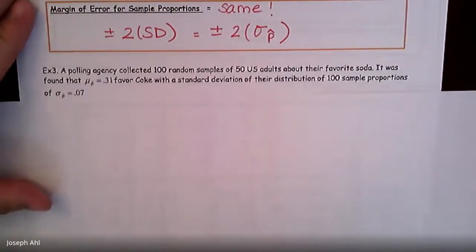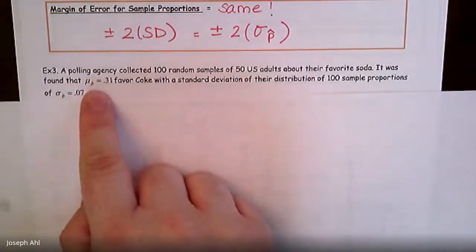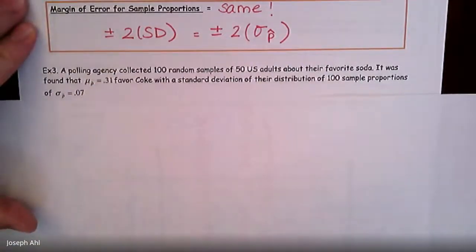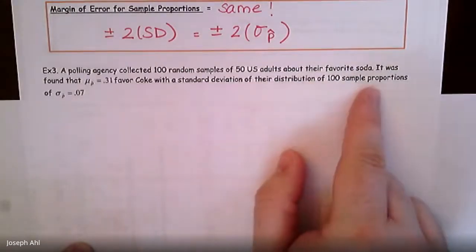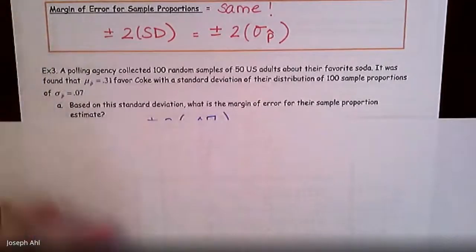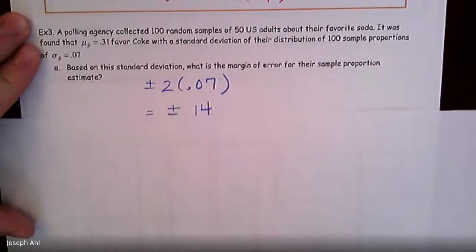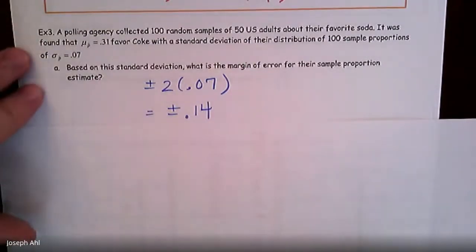This is an agency that collected 100 samples of 50 adults about their favorite soda. It was found that the average of the p-hats, the average of all your samples, is as a proportion of 0.31 that favor Coke. The standard deviation of the distribution of 100 sample proportions is 0.07. Okay, first part, based on the standard deviation, what's the margin of error for their sample proportion estimate? So plus or minus 2 times the standard deviation is plus or minus 0.14 in this case.